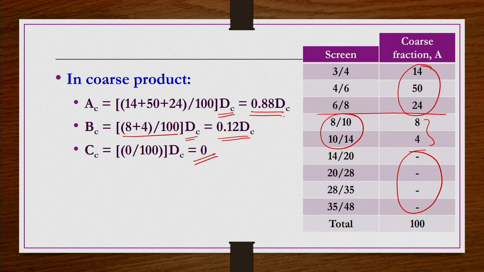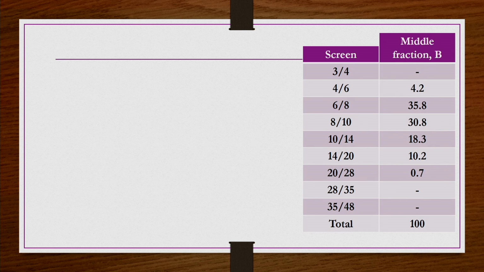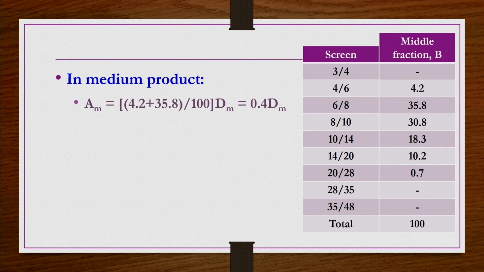So, here you can see all the DCs are there, we are doing the balance for the DCs in the coarse product. Similarly, for the middle product, what is the coarse fraction in the middle product, that is up to 8 mesh, that is 4.2 plus 35.8 divided by 100 multiplied by dm, that is 0.4 dm.